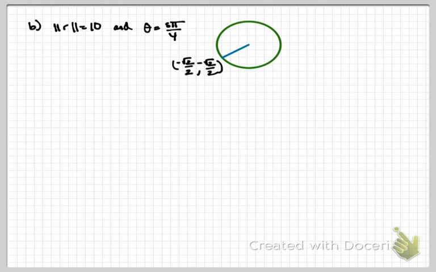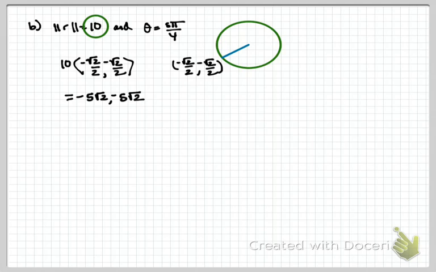And what we're doing now is multiplying by a scalar of 10. So it would be 10 times negative rad 2 over 2, negative rad 2 over 2, which ends up giving negative 5 rad 2, negative 5 rad 2, which would be the component form for this one.